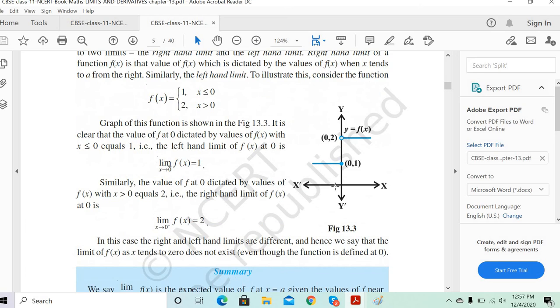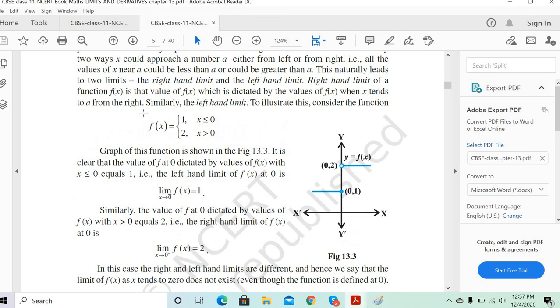Okay, now let's do another limit. Draw figure 13.3 and write down the function f of x equal to 1 and 2, when x is less than or equal to 0 and x is greater than 0.